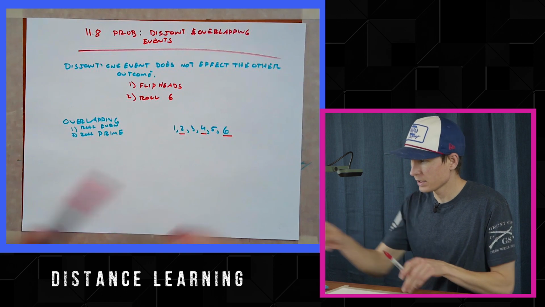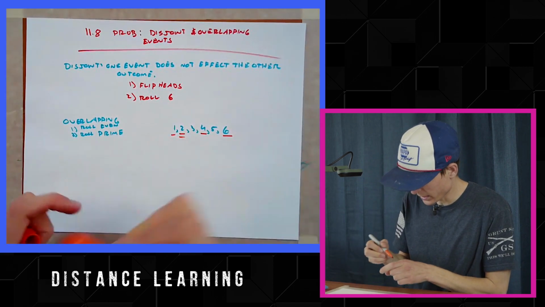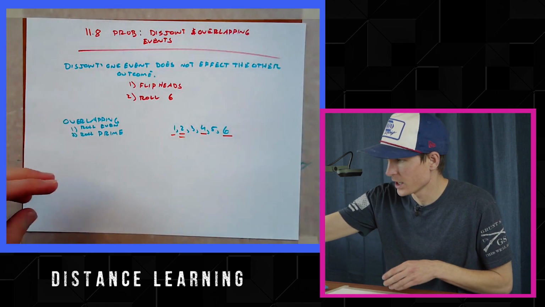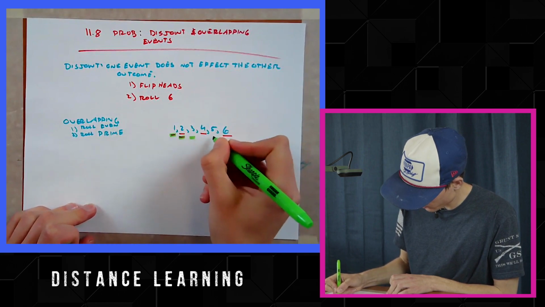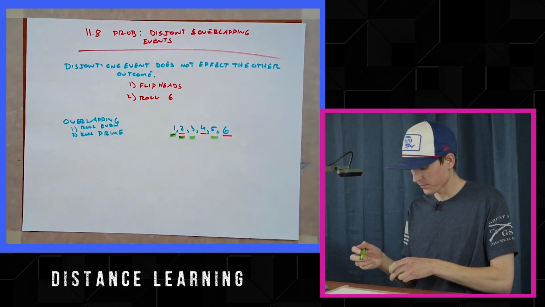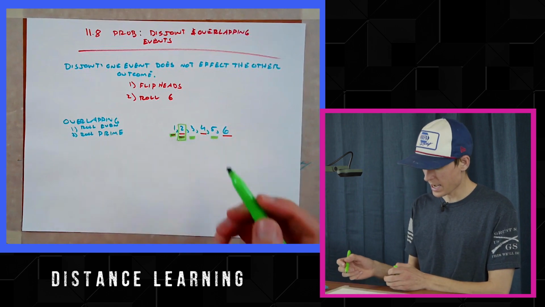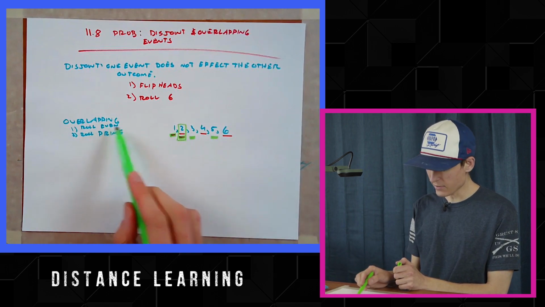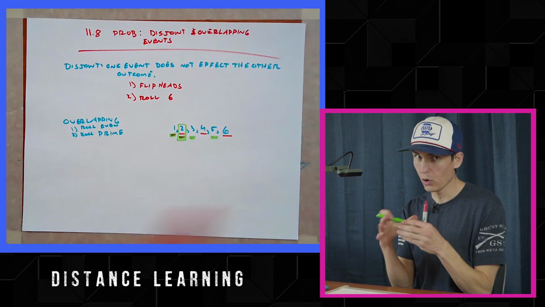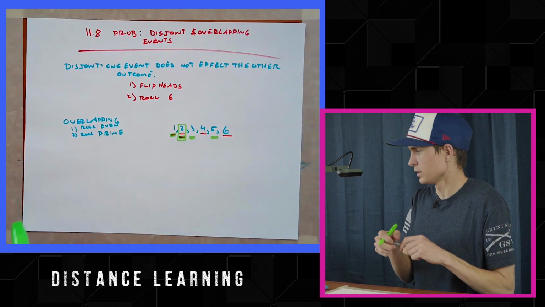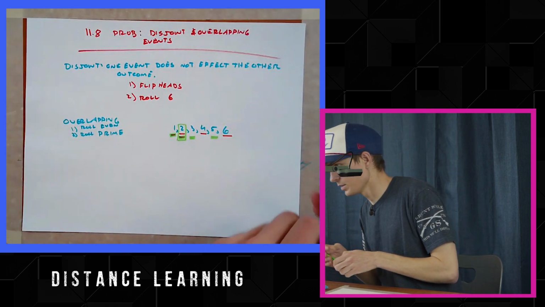Rolling a prime means 1, 2, 3, 5. I should not use color because you may not be able to tell. 1, 2, 3, 4 is not prime, 5 is prime, 6 is not prime. Okay, do you see 2 is both even and prime? So there's some overlap there. It's not unaffected by the other one.